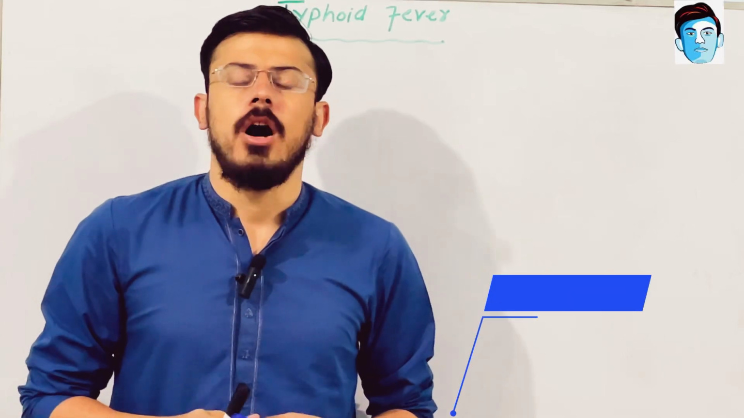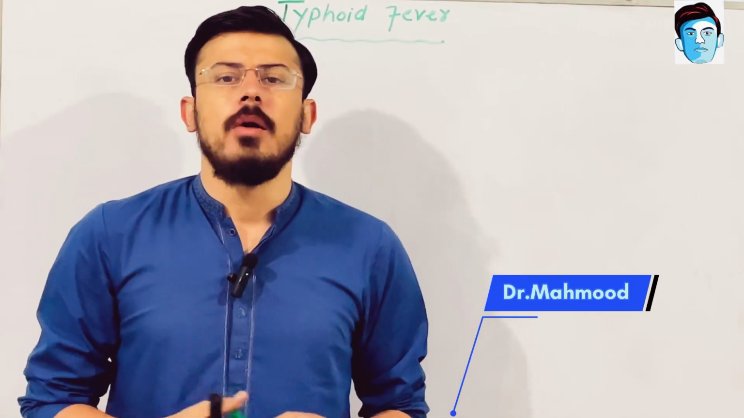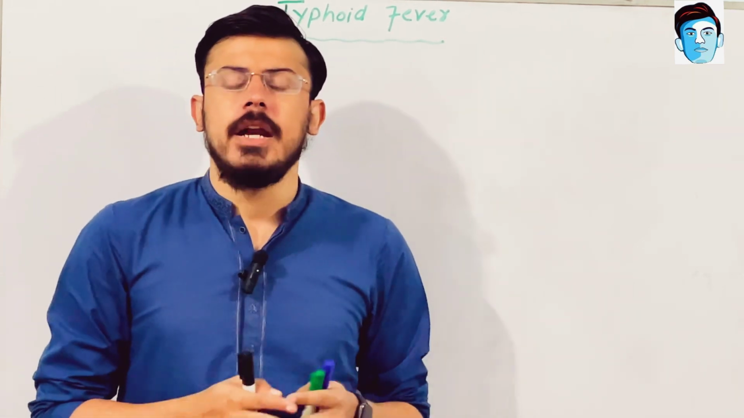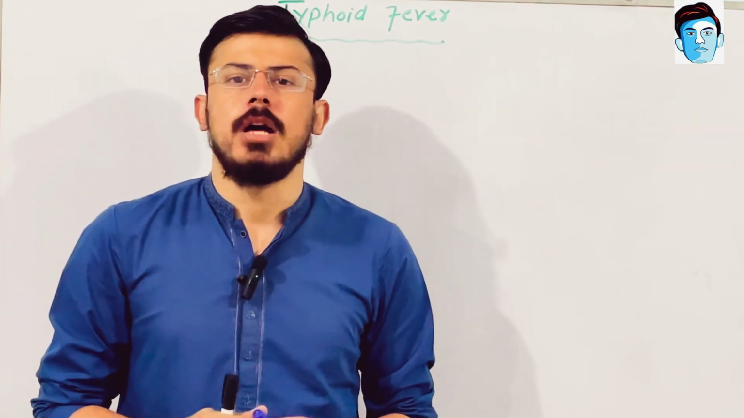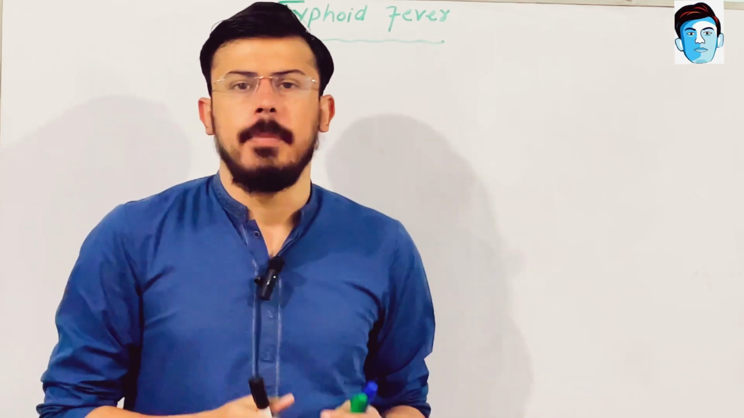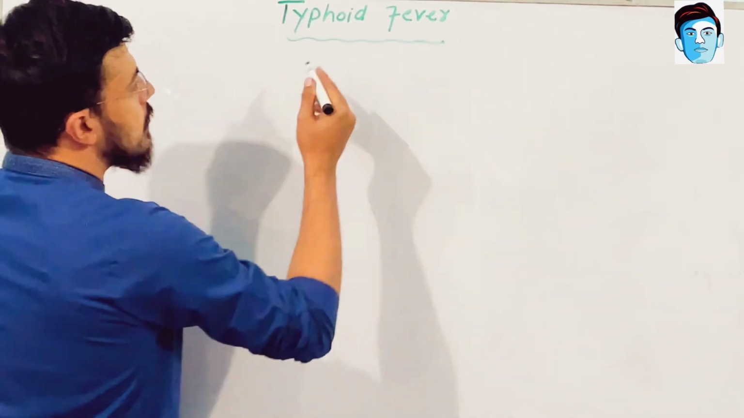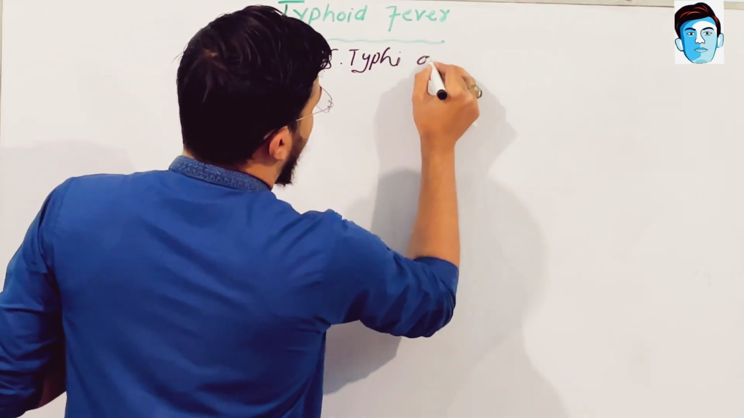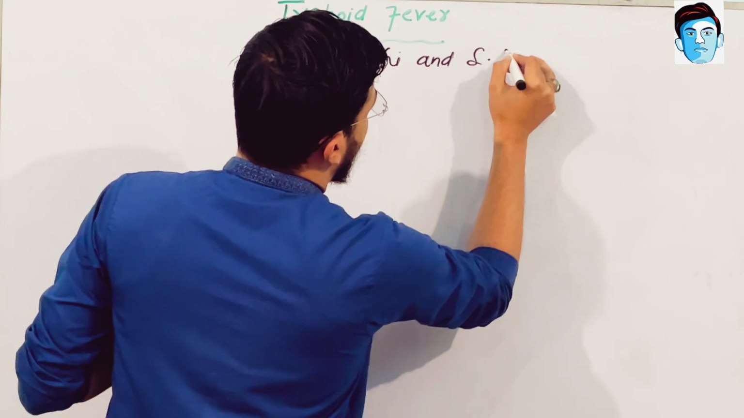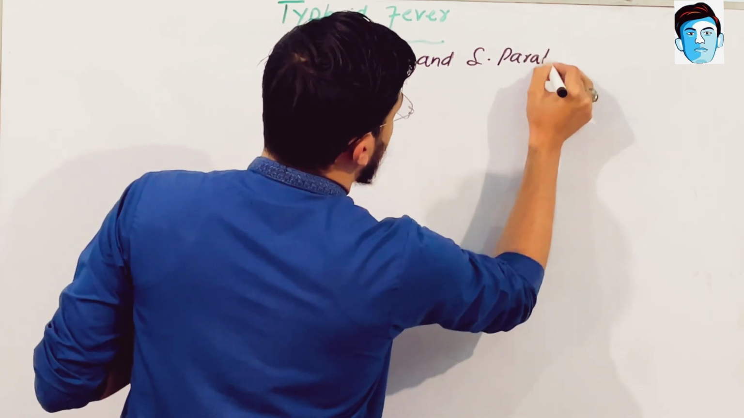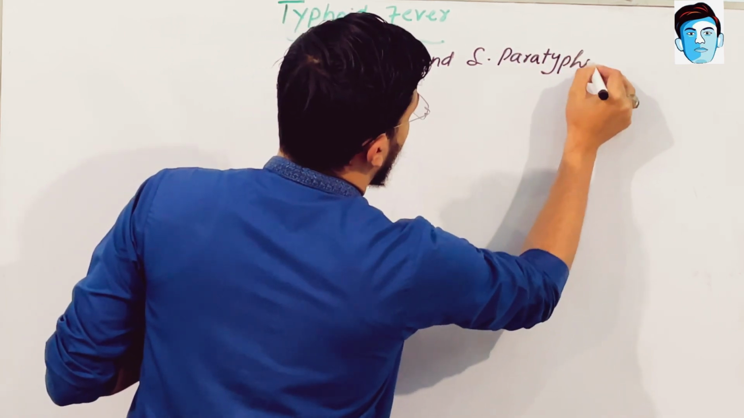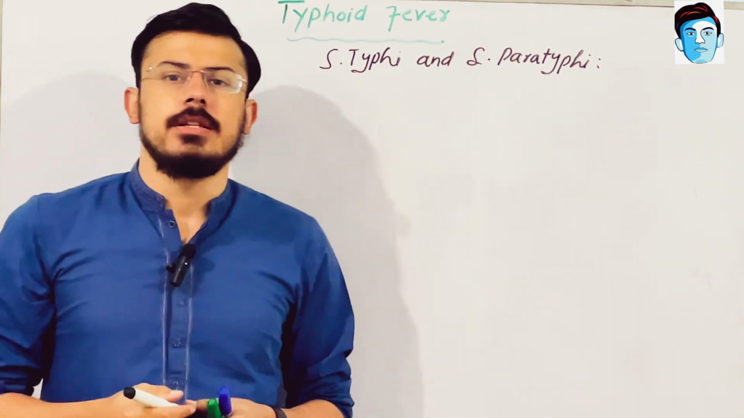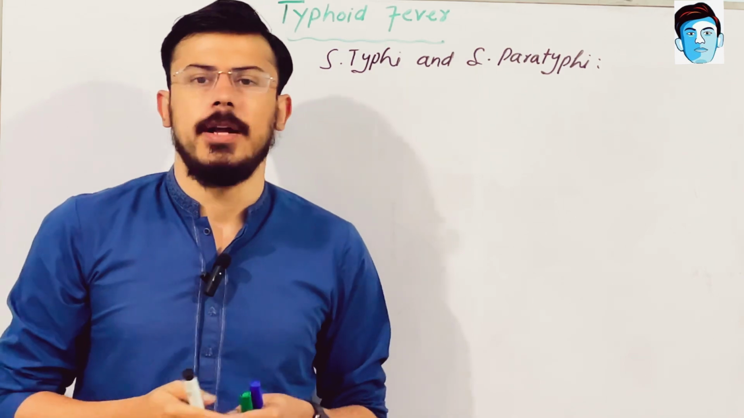In the continuation of infectious medicine, today our topic is typhoid fever. Typhoid and paratyphoid fever are caused by Salmonella typhi and Salmonella paratyphi, while Salmonella typhi is the most common. It results in systemic illness with fever and abdominal pain.